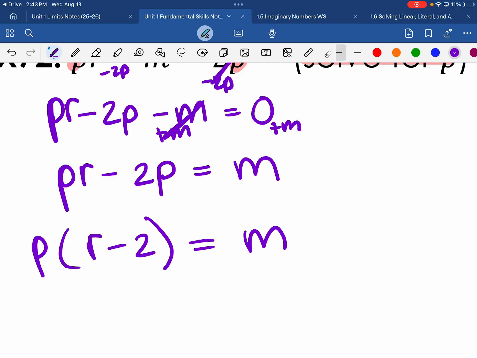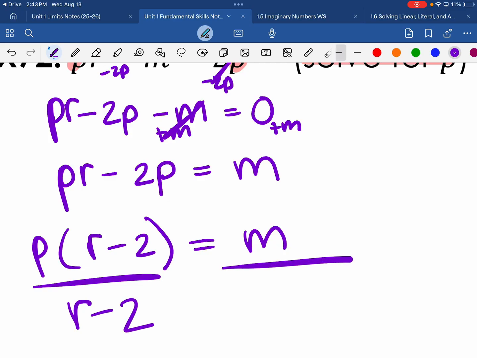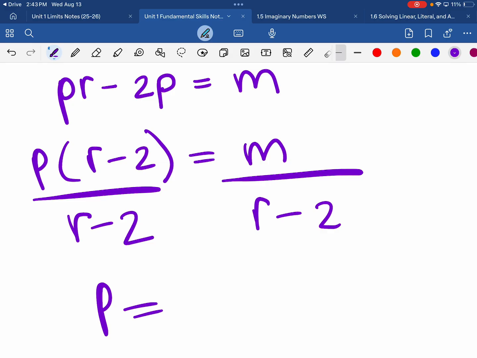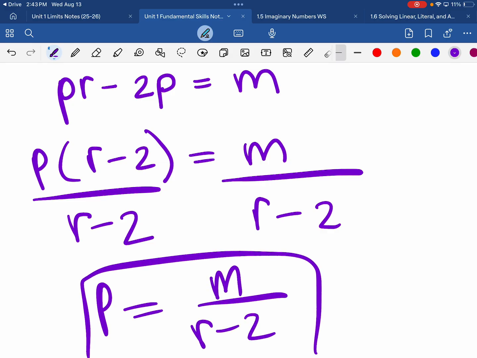And then what would be the last step for getting p by itself? Divide by r minus 2, because right now p is multiplying by r minus 2, and so the opposite of that would be dividing. And once again, we're not actually doing a lot of math. It's just a lot of rearranging of all the stuff.